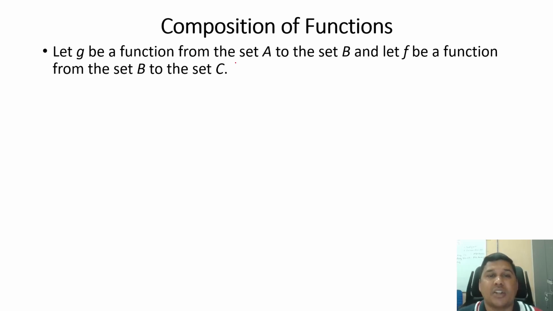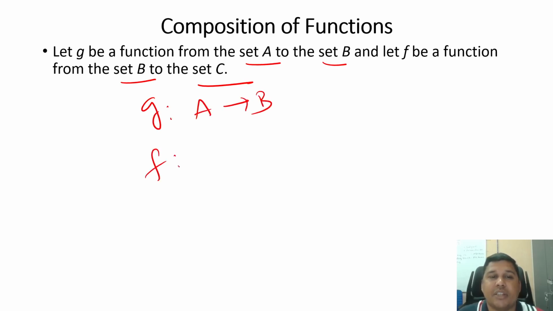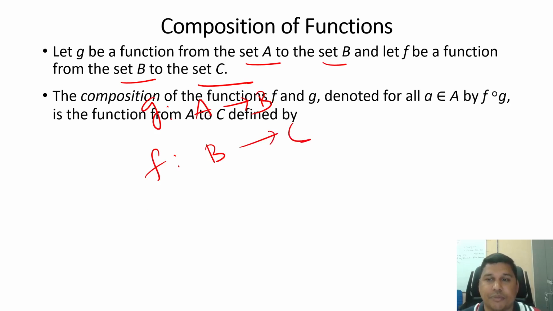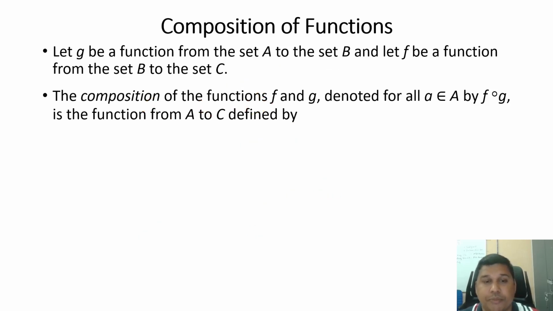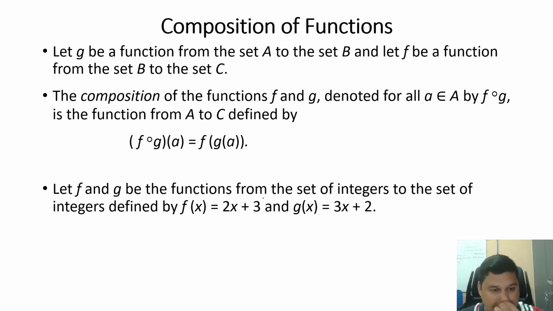So let g be a function from set A to set B, and let f be a function from set B to C. Okay, g is a function from A to B, f is a function from B to C. Next, the composition f of g is nothing but a function from A to C. So how to write f of g of x? It is nothing but f of g of x. So let's try to solve this.